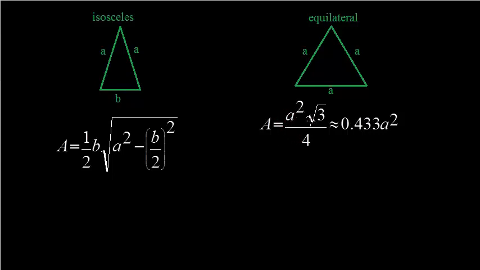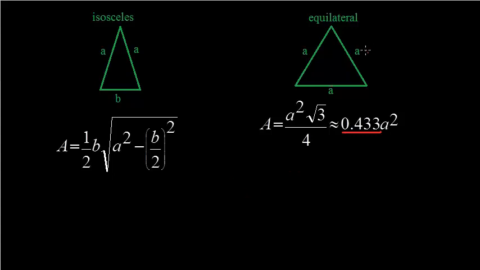You can use either a squared times the square root of 3 over 4, or you can use 0.433 times a squared. 0.433 is about the square root of 3 over 4, so it's just rewriting this part with that number. That will be a close enough approximation of the area of the equilateral triangle.